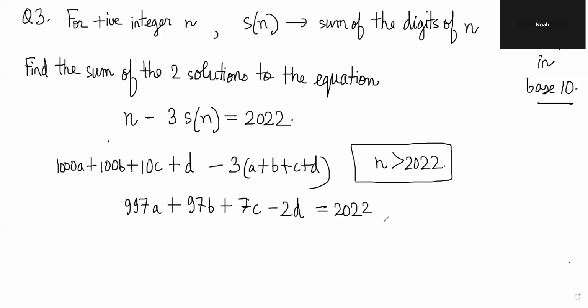So I said you must notice that 97B will always be less than 997, and that 7C will always be less than 97, and that negative 2D will always be less than 7. Why are you saying this right now? Because this means that A has to equal 2, because if A is less than 2, then the rest of the numbers won't be able to add up to 997 to give you the 2022.